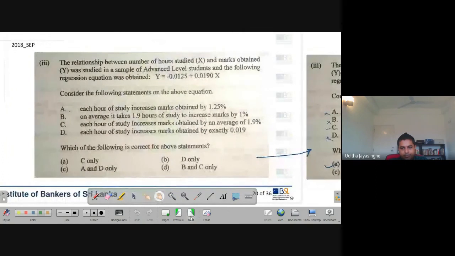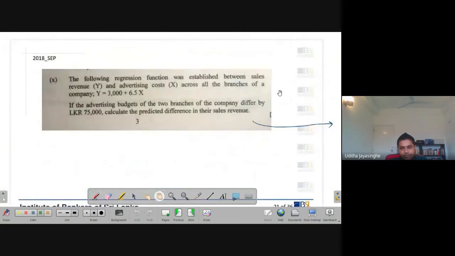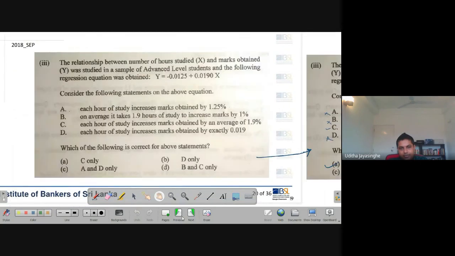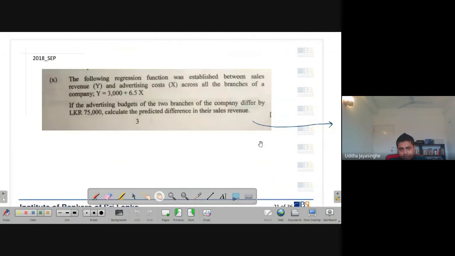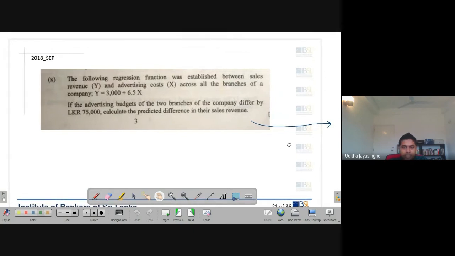18 September, part number 10. The same question paper. The following regression function was established between sales revenue Y and advertising cost X across the branches of a company. Y is equal to 3,000 plus 6.5X. If the advertising budget for 2 branches of the company differs by 75,000, we don't know the numbers, but the difference is given. Calculate the predicted difference of the sales revenue.